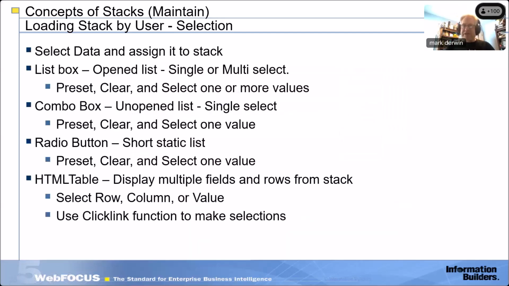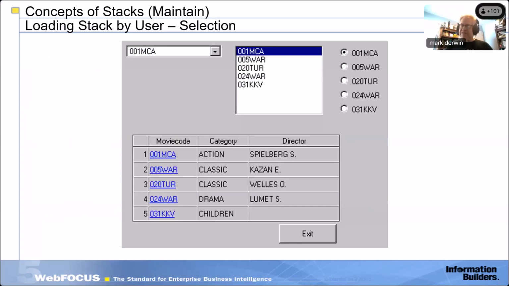Then we have selections. List boxes, combo boxes, radio buttons all allow the user to select or multi-select values. A single list, obviously now we have double list boxes as well, which allow you to multi-select and make multiple selections. And finally, we have the HTML table, which allows you to display multiple fields and multiple rows, and you can select rows, columns, or values using click link functions.